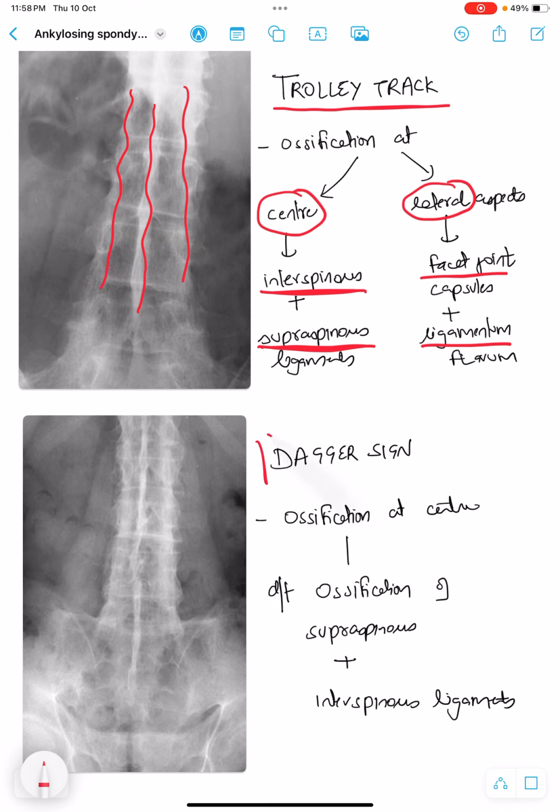And in the dagger sign, the ossification only occurs at the center due to the involvement of the supraspinous and the interspinous ligament. So this is all for ankylosing spondylitis.